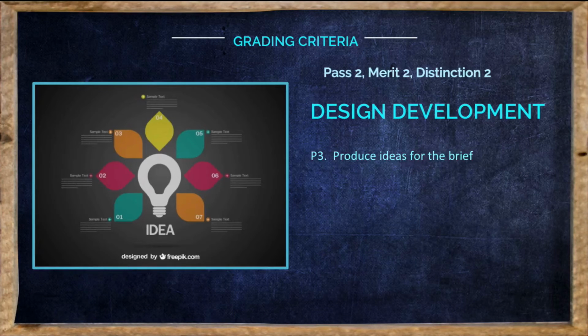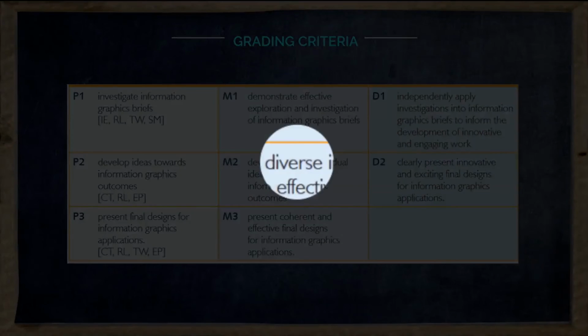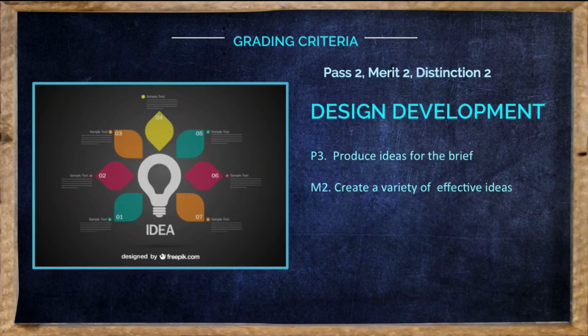Pass 2 is producing ideas for the brief, so just come up with some ideas, use your sketchbook, put it into your file. Merit 2 is creating a variety of effective ideas. So don't just go with your first idea or a slight variation of your first idea, because you will only get a pass. This needs to be a variety of them. The word that it uses in the grading criteria is diverse, and diverse means a wide variety, so make sure you've got plenty of ideas, lots of thumbnails. Normally we say 50 thumbnail ideas, develop 5 a bit further and then choose.